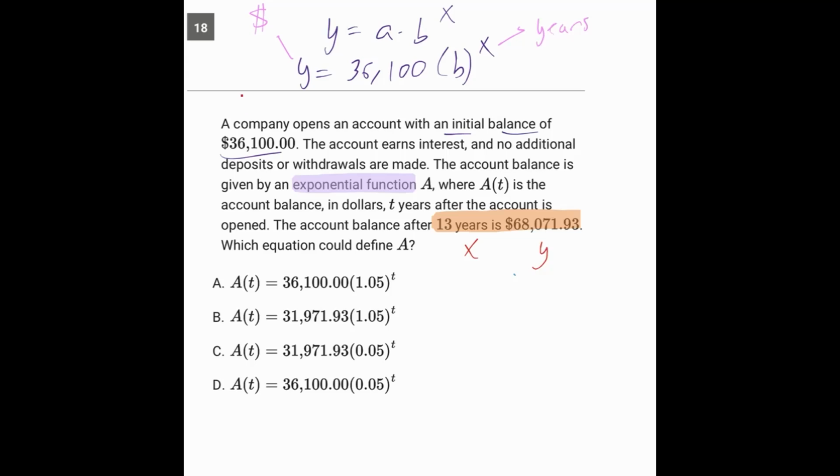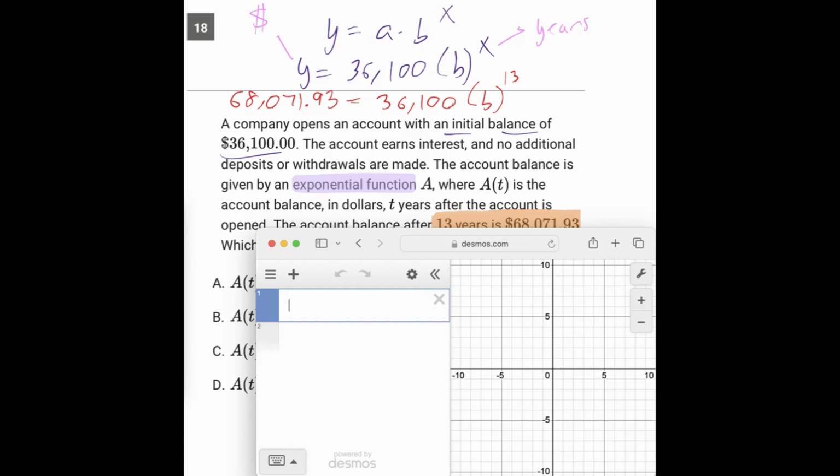And let's try that. So 68,071.93 equals 36,100 times b to the 13th. Next, we can divide both sides by 36,100. And on the Desmos graphing calculator, 68,071.93 divided by 36,100 is equal to 1.88 and some further decimals.